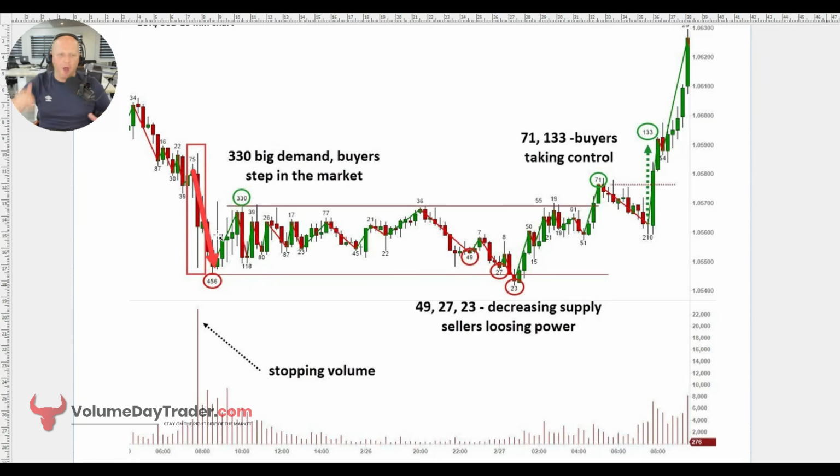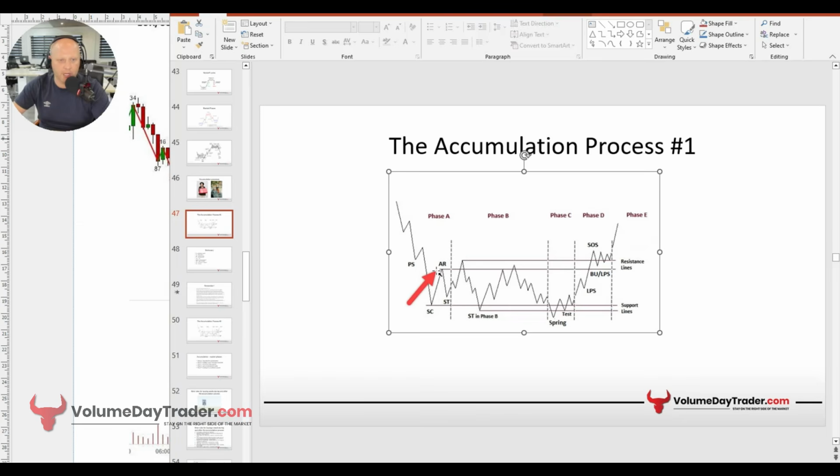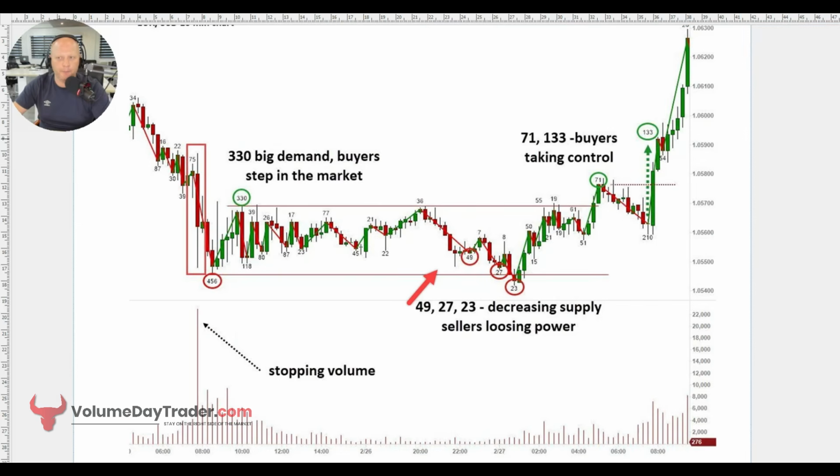This is panic. Retailers are selling in panic, and the composite man, or institution, says, hey, it's cheap, let's buy it. So here is very big volume, and usually it is the low range of accumulation. After the market draws the low, usually the first wave is called the automatic rally. It's here. It is also short covering.